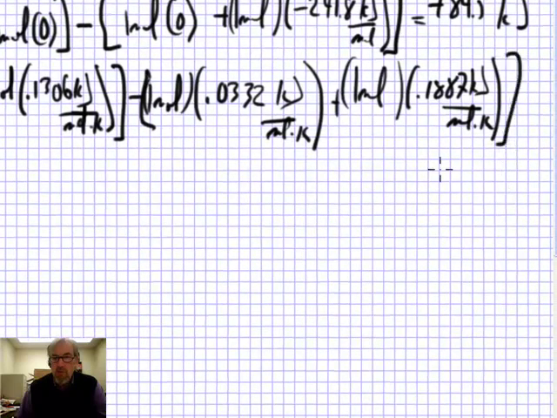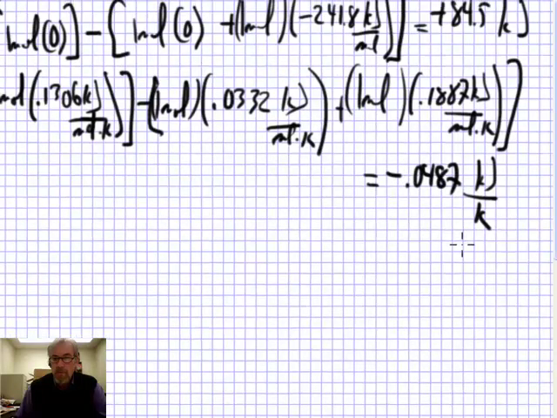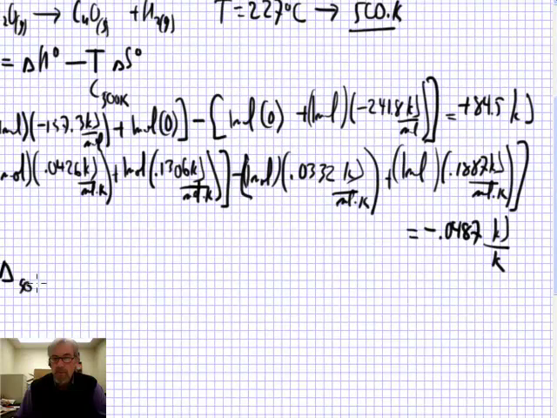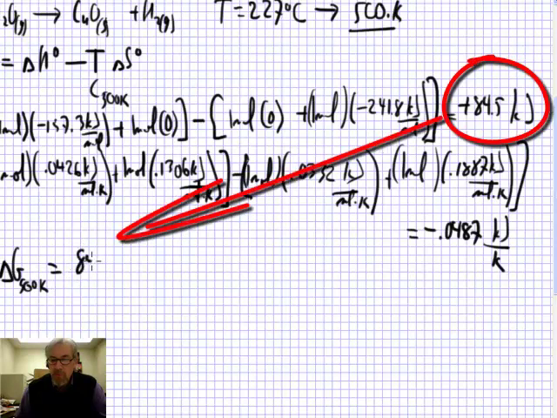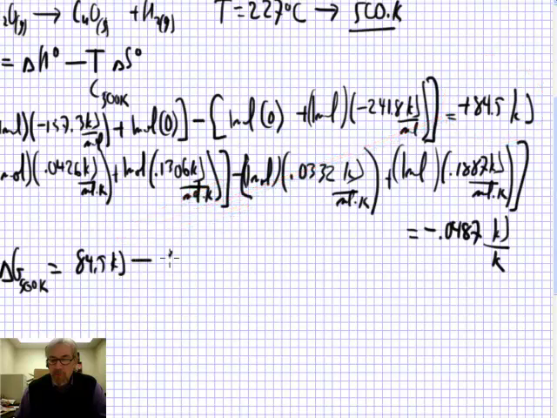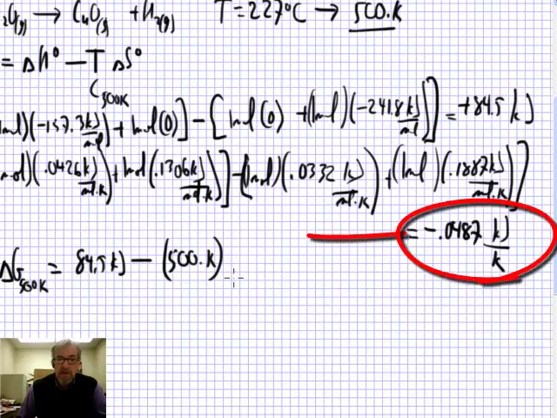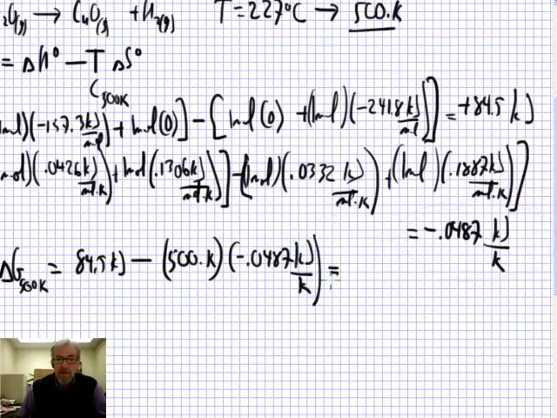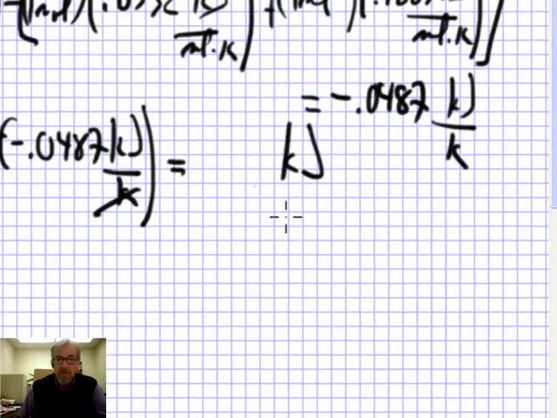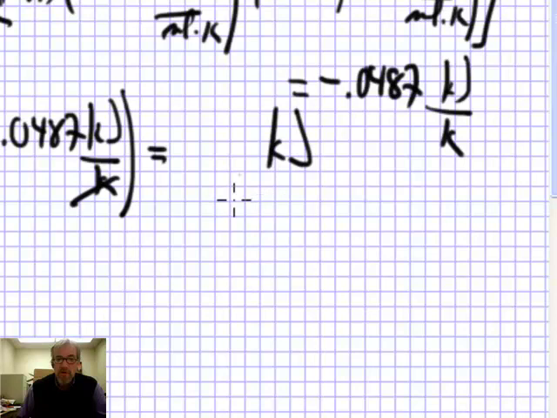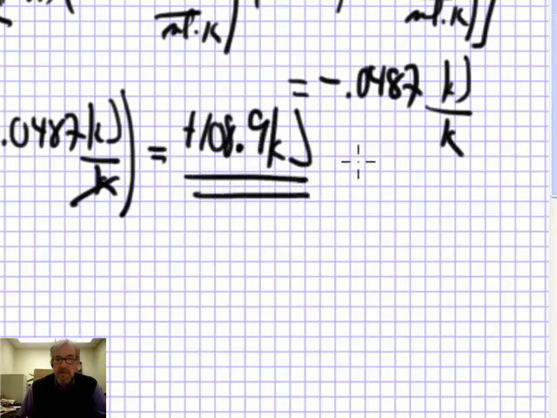The moles drop out again. My units will now be kilojoules per Kelvin for standard entropy change, and it's negative 0.0487 kilojoules per Kelvin. So delta G at 500 kelvins is going to be equal to the standard enthalpy change, which is 84.5 kilojoules, minus the temperature, 500 kelvins, times the standard entropy change, which was negative 0.0487 kilojoules per Kelvin. When the kelvins cancel out, I end up with units of kilojoules when I sum these together. I should round it off to the nearest tenths place, and my answer is positive 108.9 kilojoules. So this is an endergonic reaction and is therefore not spontaneous.